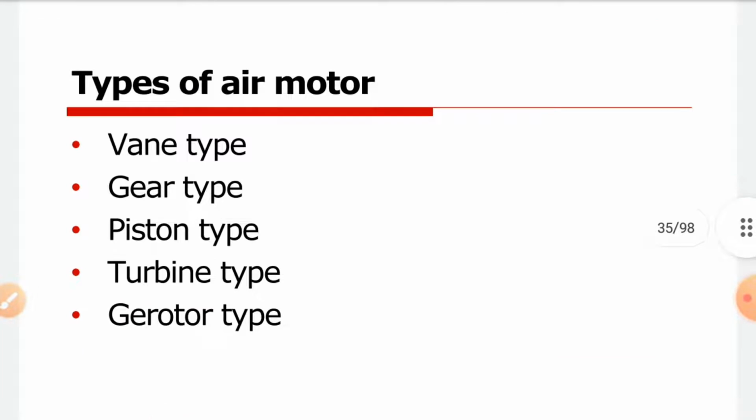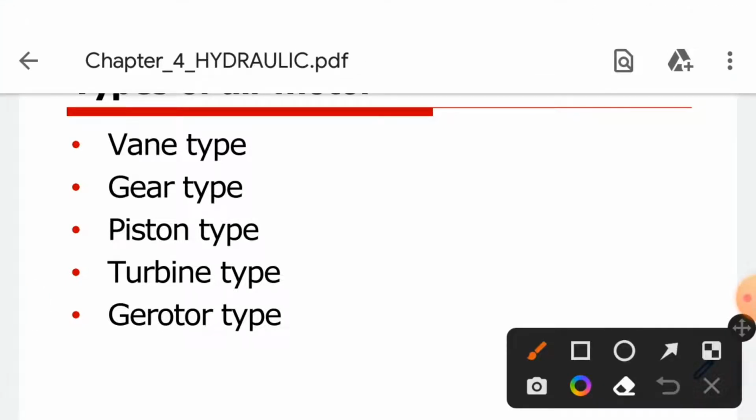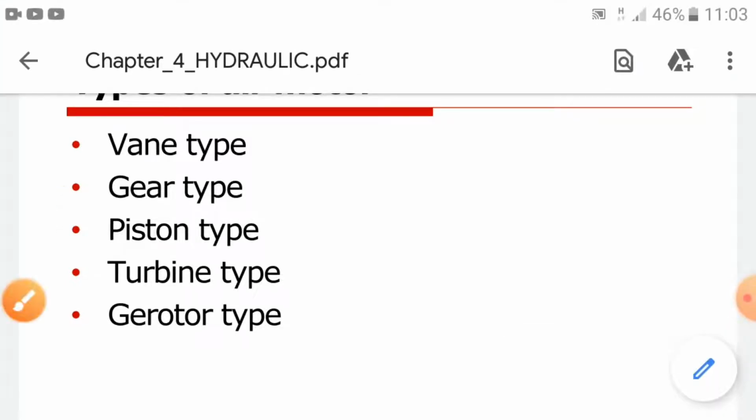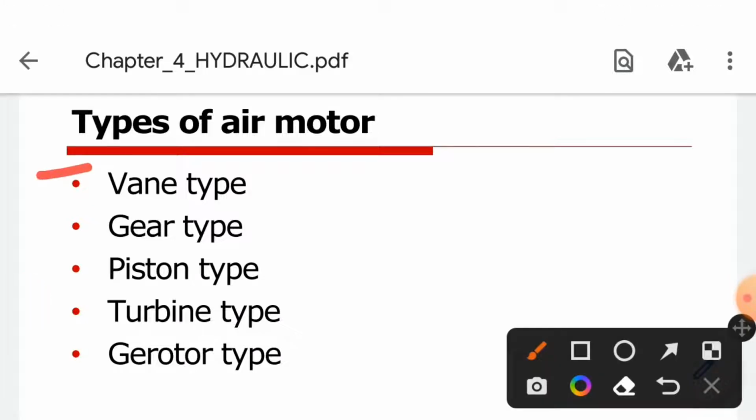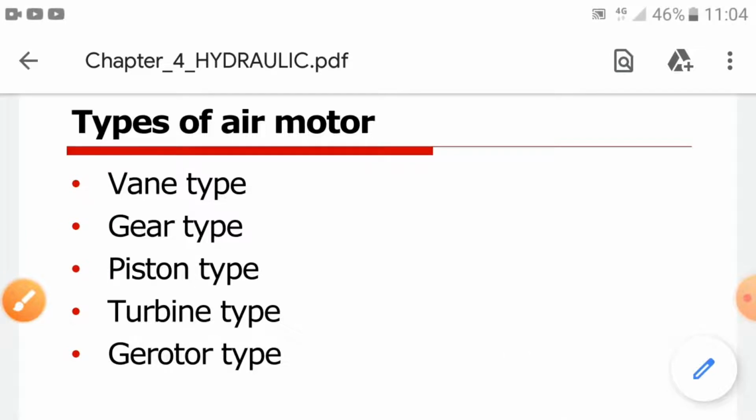So next is types of air motor. Different types of air motor. The first one is a vane type. It is divided into five types of air motor. First one is a vane type, next one is a gear type, next piston type, turbine type, and generator type. So these are the types of air motor we can use in a pneumatic system.